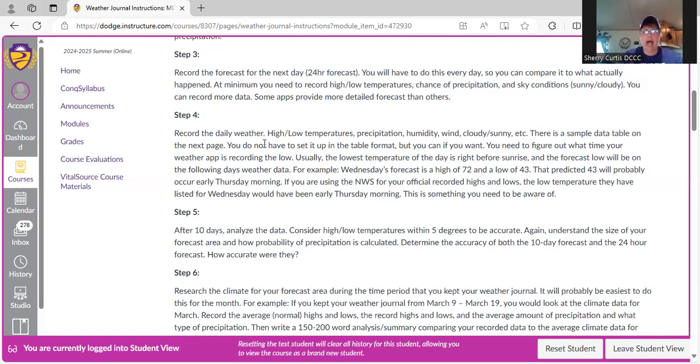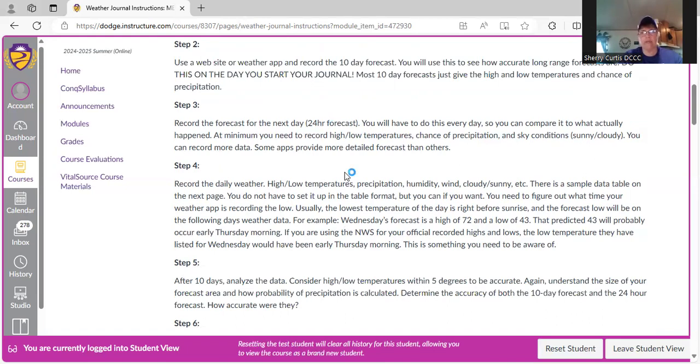And then you're going to record the actual daily weather, the high temp, low temp, humidity, all that stuff. Depending on your area, depends on how detailed some of the information is. For example, Wednesday's forecast is a high of 72, a low of 43. That predicted 43 will probably occur early Thursday morning. So when you're checking the actual weather, remember that if you're using National Weather Service data, they go midnight to midnight. But technically, with the forecast, that 24-hour period is more one morning, say 6 a.m., to the next morning, 6 a.m. That's just something you need to be aware of.